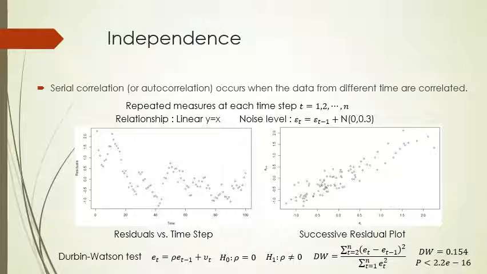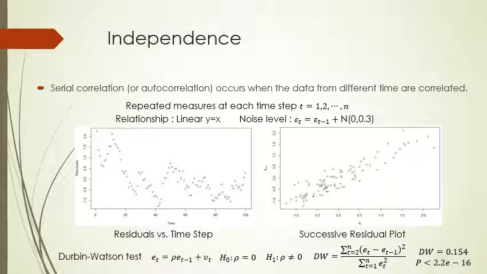In regression analysis, we assume the sample is a random sample. The assumption makes sure the errors are independent and identically distributed. This assumption is violated when the errors are correlated. One common case is data collected over time, for example, the daily stock price. Serial correlation, or autocorrelation, occurs when the data from different time periods are correlated as repeated measures.